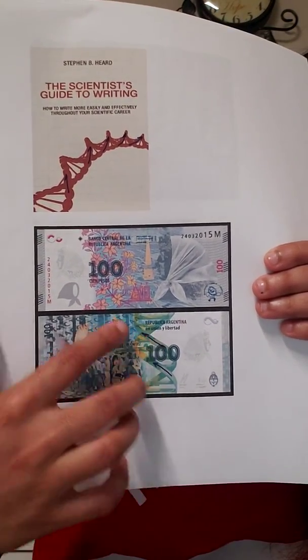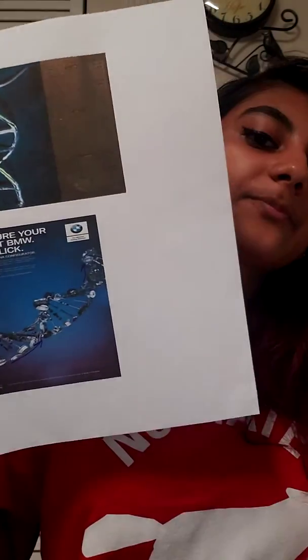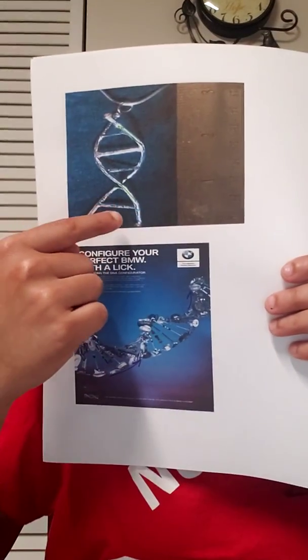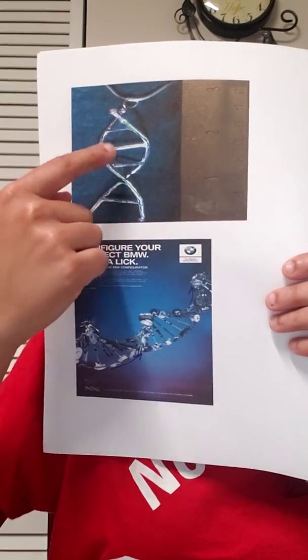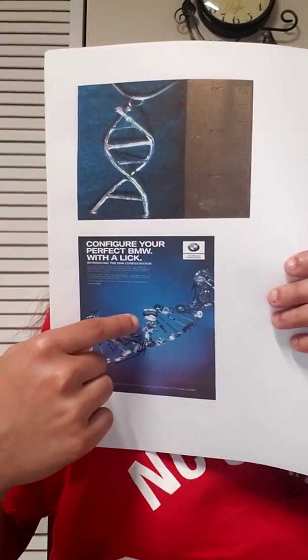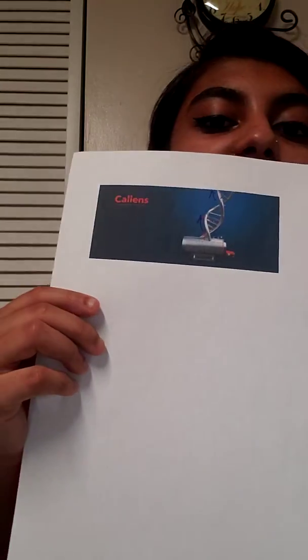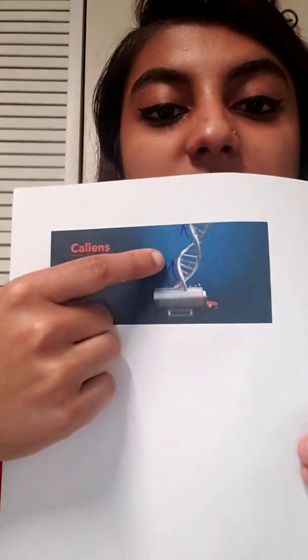This is also moving towards the left, so it is left-handed DNA. In this picture, we can clearly see this is moving towards the left, so it is left-handed DNA, and this is also moving towards the left. In this picture, this strand is also moving towards the left, so it is left-handed.